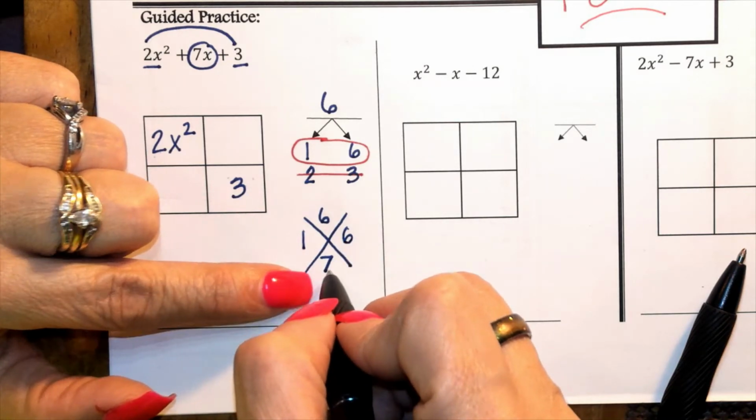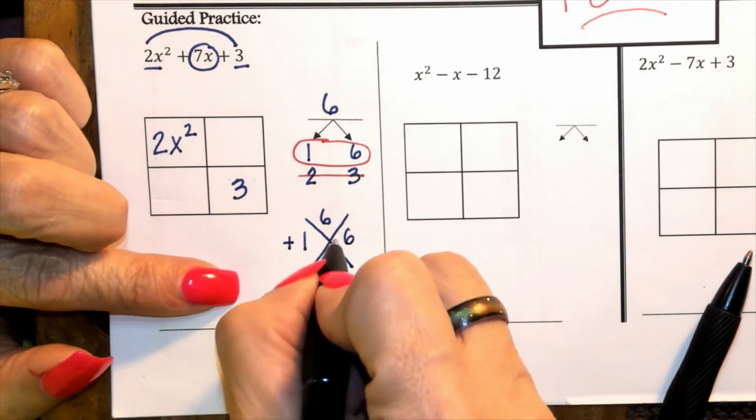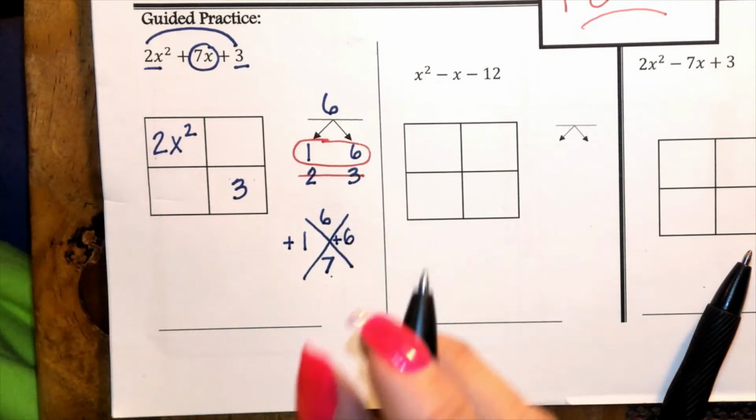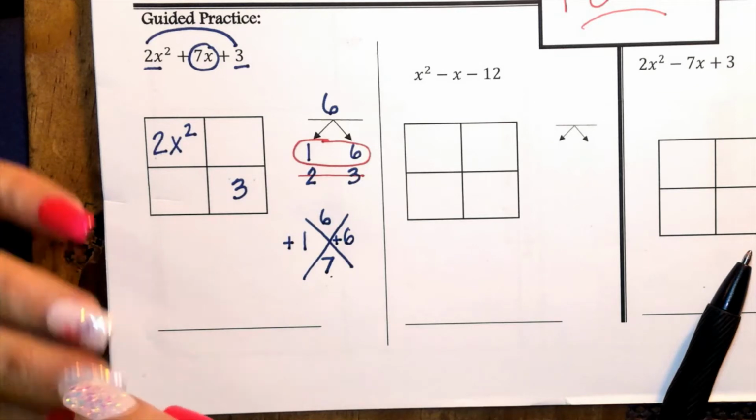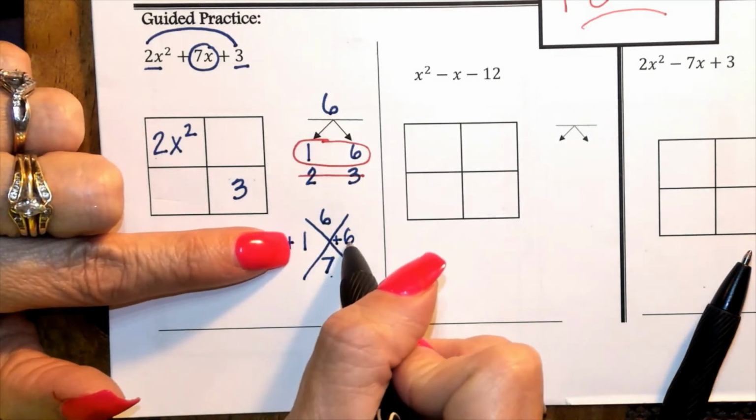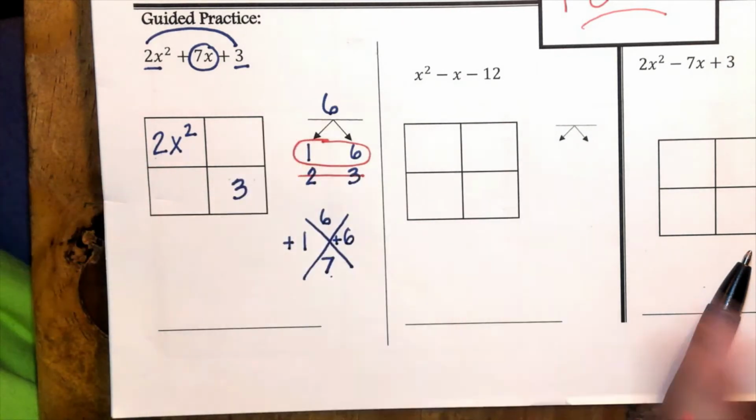So now it says put the terms into the box. I'm going to take this 1 and the 6. It does not matter where you put them. You're just going to put them in the box. So I'm going to say 1 and 6 into the box.